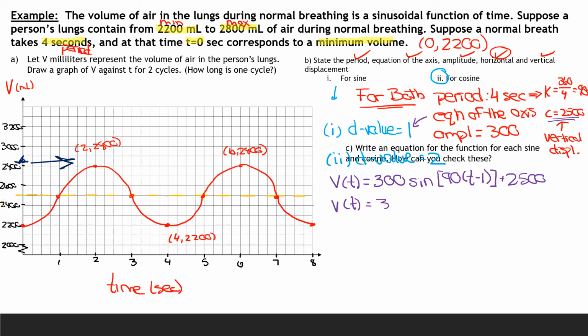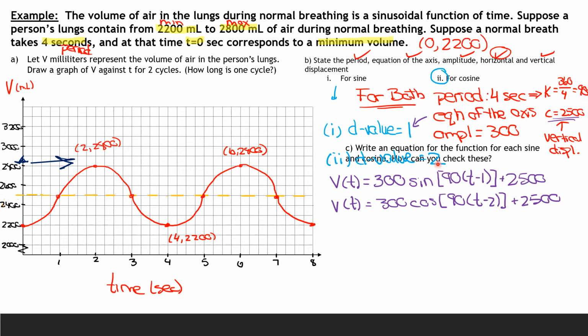Let's do the same thing with cosine. Everything is the same except the word cos and the D value. For cos, our D value we got was a 2. The only difference between a sine and a cosine graph is a phase shift. Sine is the same as cosine if you just move it over a bit, the parent graphs. So that's going to happen all the time when you're creating graphs. You can write in sine or cosine. And it says, how can you check these?